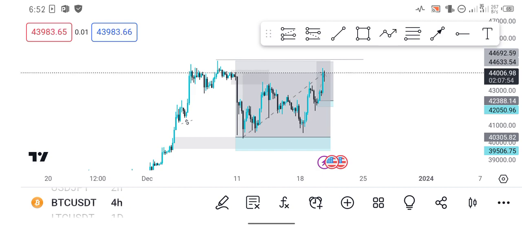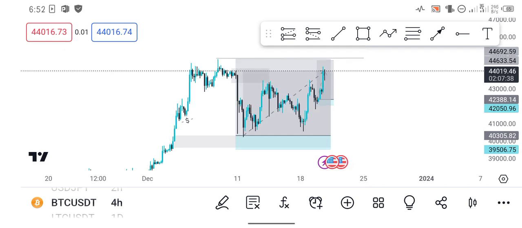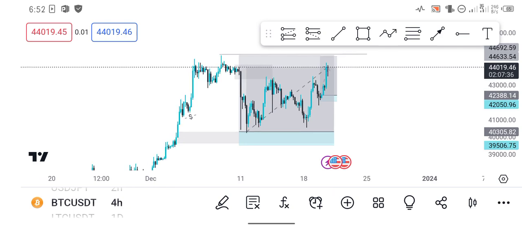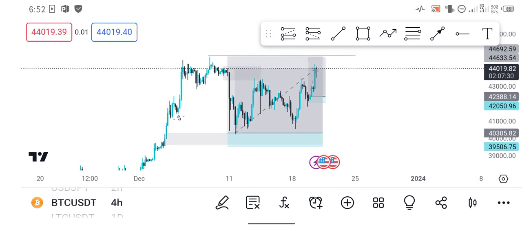I'll be giving you guys a valid explanation on why I took this trade and how I took it, of course. So this trade is a, let's see, 1:5.49 risk to reward ratio. A very good one, I must say. Alright, this is on cryptocurrency, BTC.